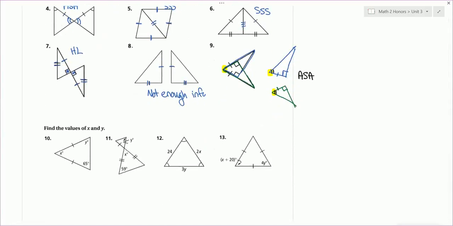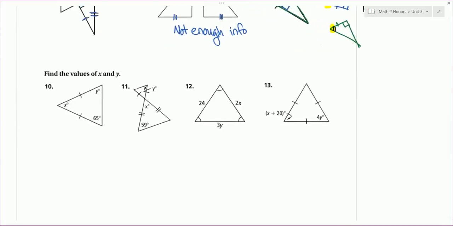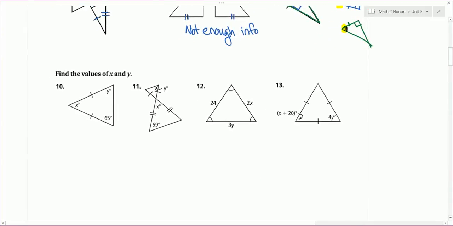Moving on to number 10. Here we want to find the values of x and y. And if you look closely at number 10, you'll see that two of the side lengths are the same. So this is an isosceles triangle. And if you have two side lengths the same, the two angles opposite those side lengths are also the same. So the 65 degrees and the angle y are congruent. So we could say angle y is equal to 65.